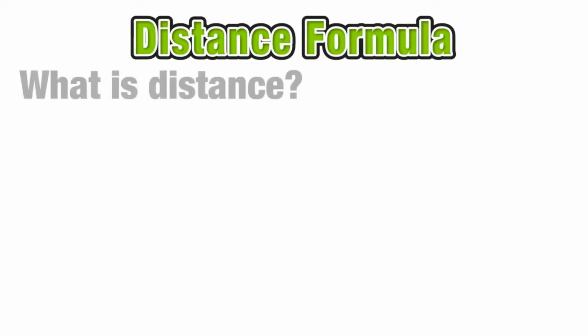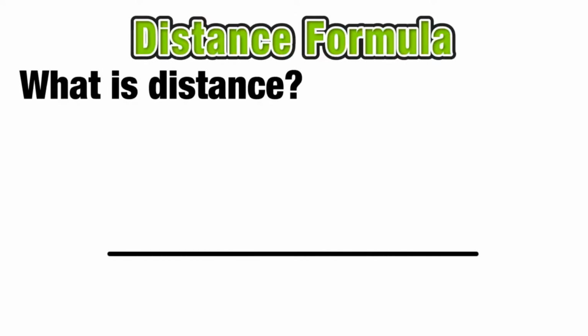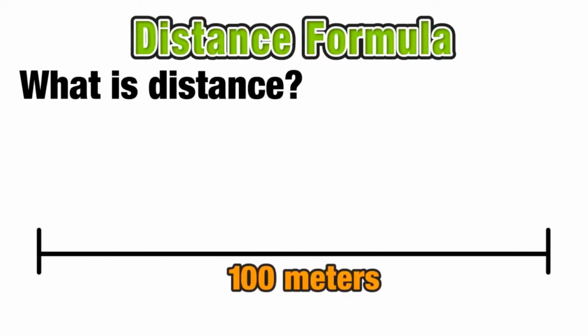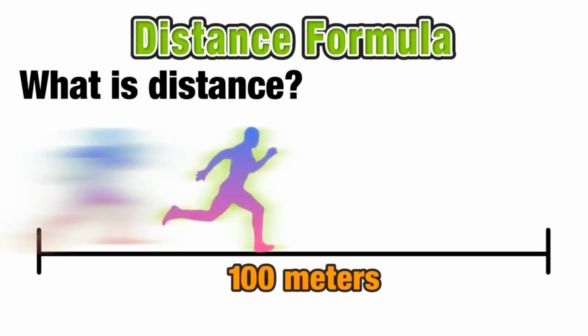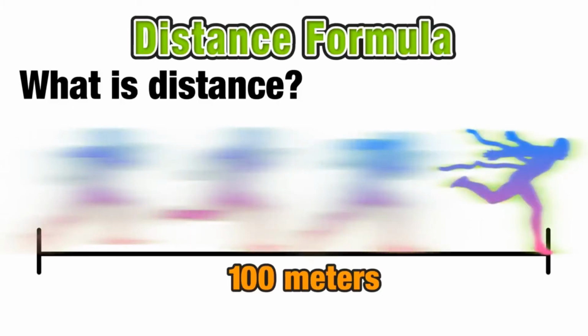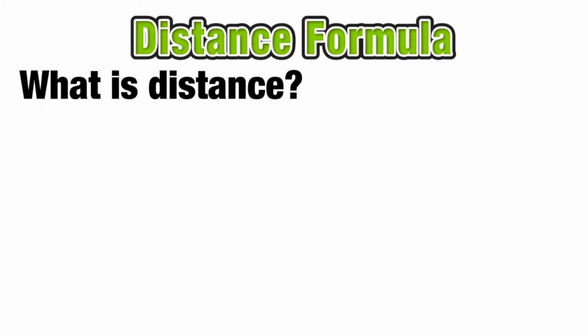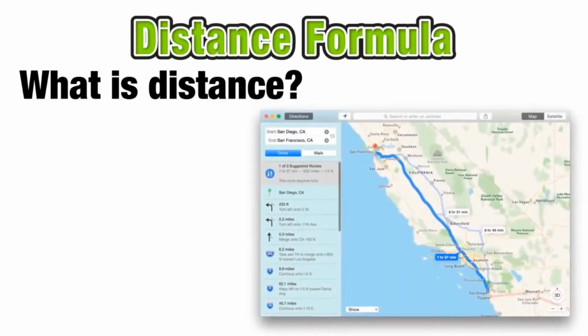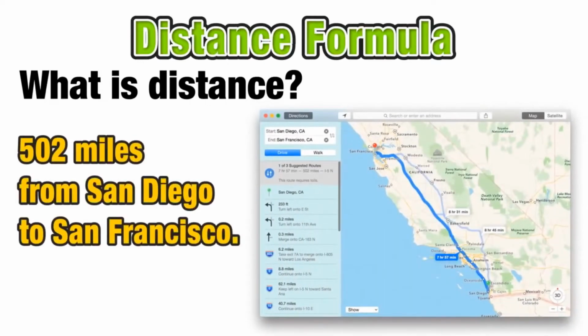Let's start off our lesson on the distance formula by asking ourselves, what is distance? We can think of distance as a length between a starting point and an ending point, just like a starting line and finish line in a 100-meter dash. When we use the GPS, we're looking at distances between a starting point and an ending point. Starting route to San Francisco. Just like the drive from San Diego to San Francisco would be a distance of 502 miles.